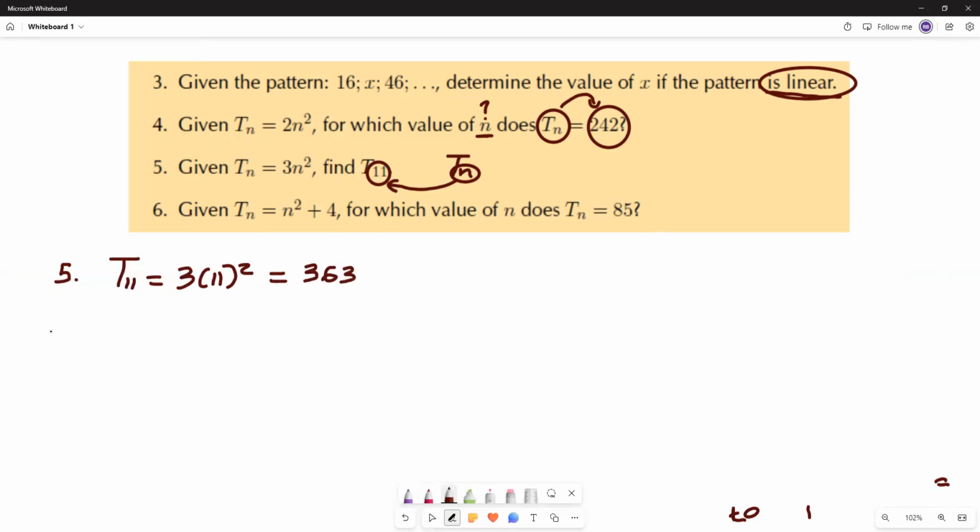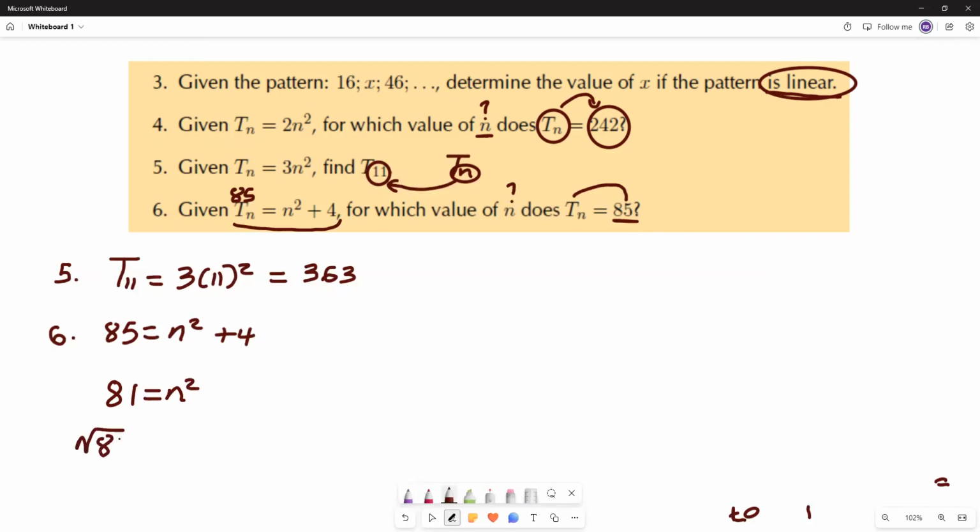Let us now do number 6. On number 6, we are given a quadratic number pattern, and for which values of n, so they want us to solve for n, where the Tn will be equal to 85. So we're going to replace the Tn with 85 because that's what they gave us. So we're going to say 85 equals n squared plus 4. And then you take this to that side, you get 81 equals n squared. Therefore, you can square root both sides. I'll just leave it like that.